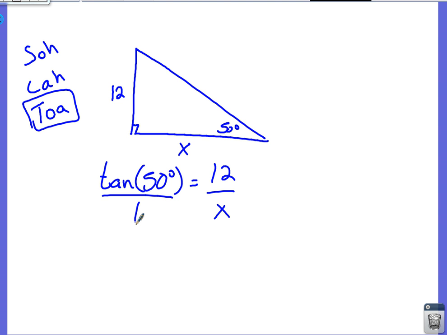I do 1 times 12. The two numbers that are across from each other, you multiply, and then you divide by the third number, which is tan 50. So in my calculator, I would type in 12 divided by tan 50, and you get 10 point. Wow, that was really close, wasn't it? 10.1.